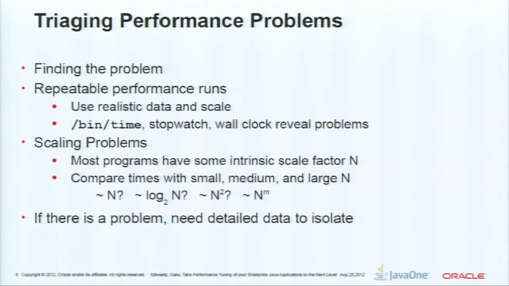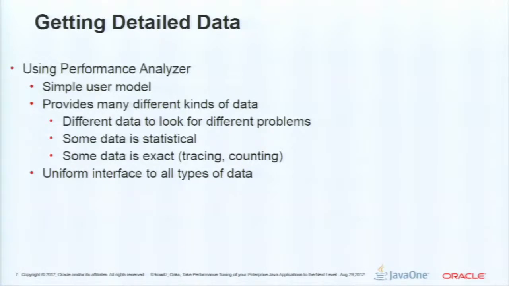And it's important to understand how the performance of your application changes with that scale factor. Does it go as order n, or as log n, or n squared, or n to a higher power, the exponent of n? Depending on what that is, it tells you where you have to look and how important it is to fix it. If there is a problem, you need to get detailed data in order to be able to understand it and fix it. So we're talking about the Oracle Solaris Studio Performance Analyzer.